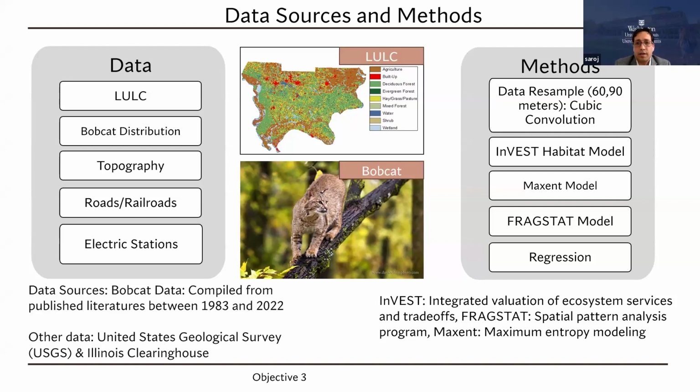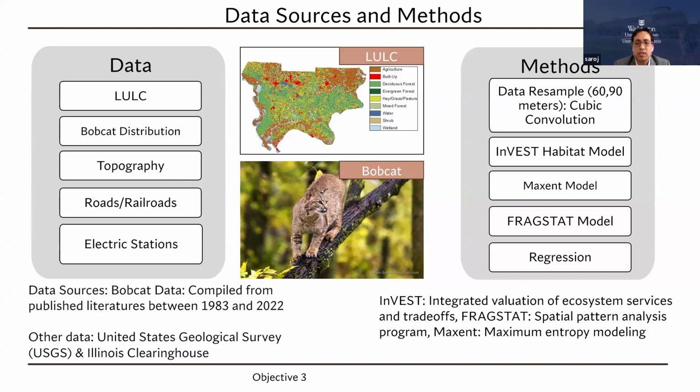The Maxent model is based on the principle of maximum entropy. It predicts species distribution by estimating the broadest probability distribution across the landscape using presence data and different environmental variables, or the predictor variables. In this case, different vegetation indices, land use, land cover, and topography were all predictor variables for the bobcat distribution.